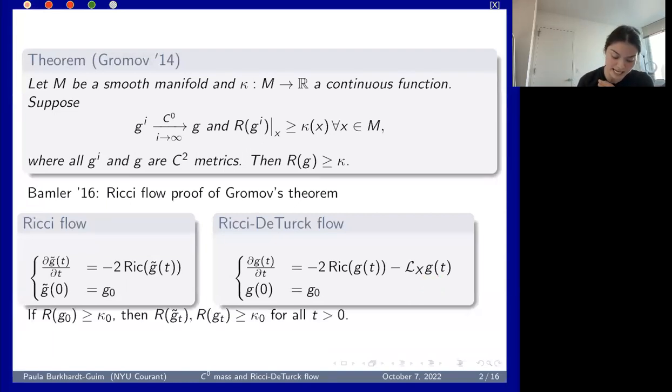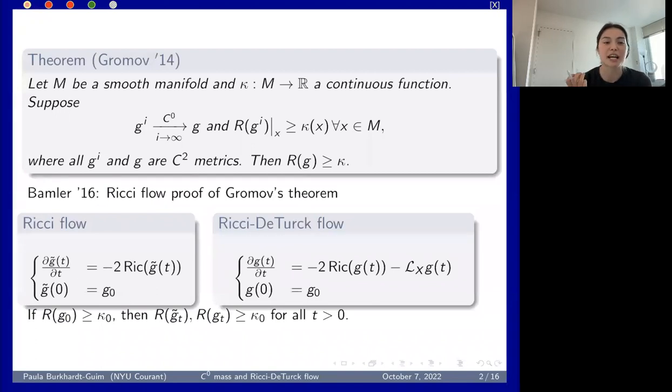So what I mean is that if your initial data g naught has scalar curvature bounded below by some constant kappa naught, okay, so here this is a constant, not a function, then for all positive times for which the flow is defined, the scalar curvature of every time slice of the flow will also be bounded below by kappa naught. Okay, so that is one reason that you might guess that Ricci and Ricci-DeTurck flow are kind of related to problems involving lower scalar curvature bounds.